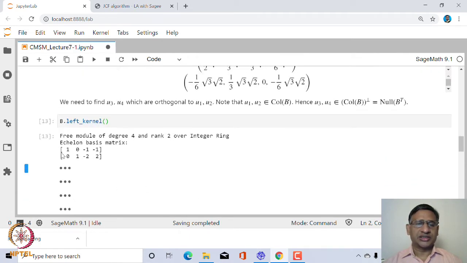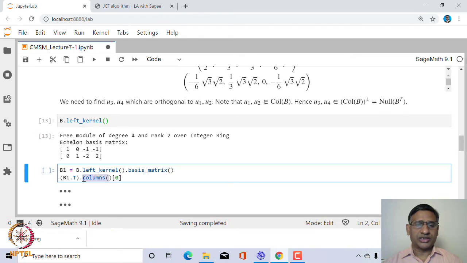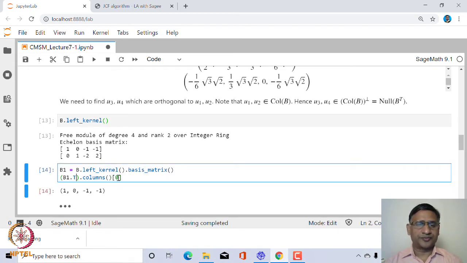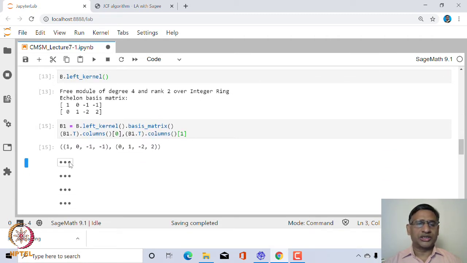Next let us store the first vector in U3 and the second vector, that is the second row of this basis matrix, in U4. How do we do that? First let us find the basis matrix of this subspace, the left kernel. Take the transpose of this. The first column will give you the first row. Similarly, the second column will give you the second row of this, right. So let us store these two columns in U3 and U4.